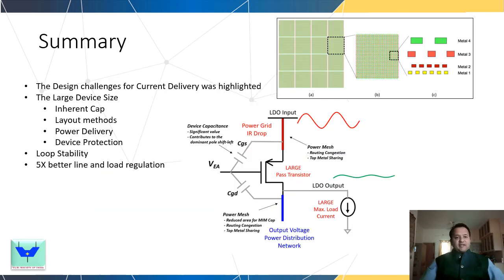So in summary, the design challenges for current delivery were highlighted. Specific interest was shown on how the large device size was posing a challenge. We understood what the device inherent capacitance was, how it could contribute, and what layout methods we had to follow to ensure that the large transistor size is going to be a benefit. We talked about the power delivery methods and the device protection methods using the power grid that we showed, and also how the cascode device can be used for device protection. The gate capacitance that was involved and how its loop stability was better, and we also showed results on how we got 5x better line and load regulation in this presentation.